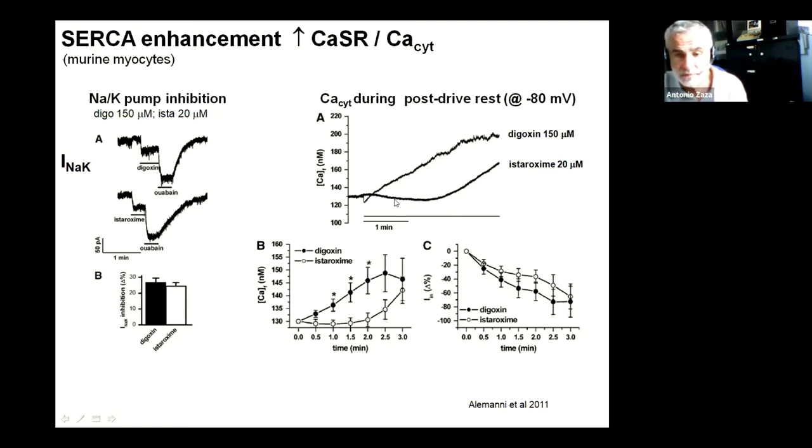And you see that during the pause, digoxin is accompanied by a sharp buildup of calcium in the cytosol, whereas istaroxime, which blocks the sodium potassium pump to the same extent at this concentration, is for a long time associated with no rise in cytosolic calcium. And this clearly describes the effect of additional SERCA activation on the ability to compartmentalize calcium within the sarcoplasmic reticulum lumen, thus clearing it from the cytosol.